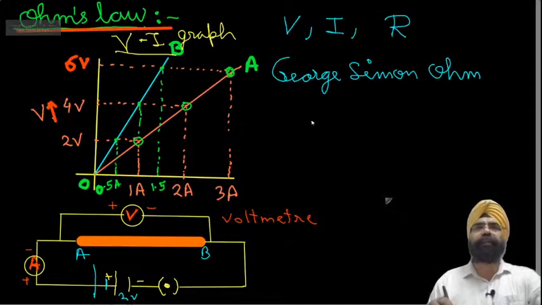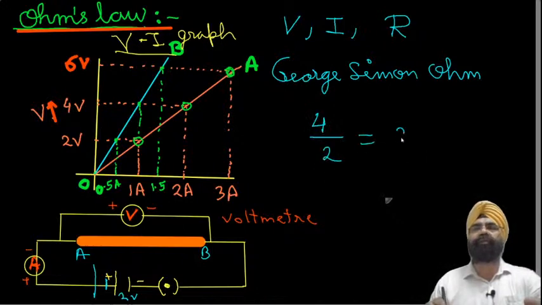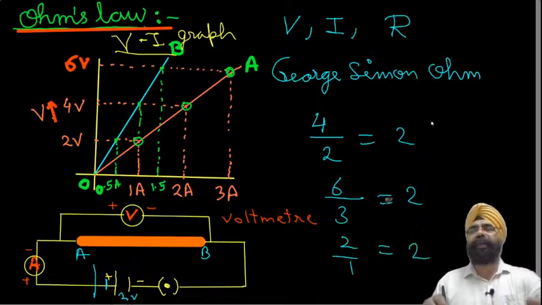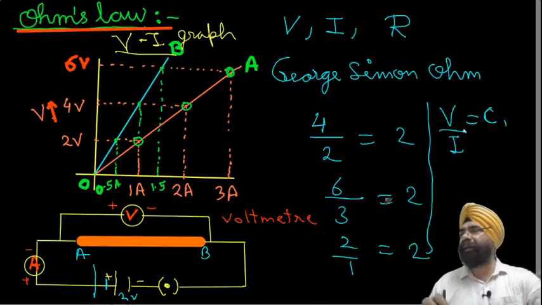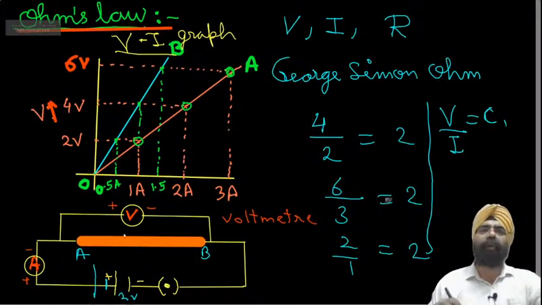ओके, सो अब मैं जब देखता हूं, तो मैं क्या देख रहा हूं कि V by I, 4 by 2 is equal to 2. V by I, 6 by 3 is equal to 2. And 2 by 1 is equal to 2. तो मैं देख रहा हूँ कि मुझे जो V बटा I है वो हमेशा एक कांस्टेंट के बराबर मिल रहा है। Now what he does is he replaces it with another material.